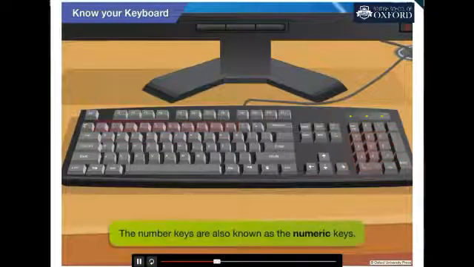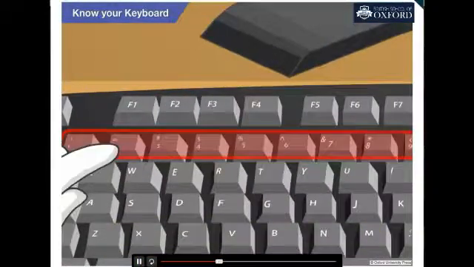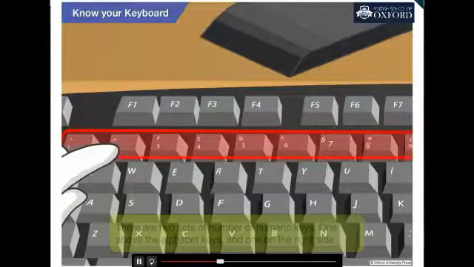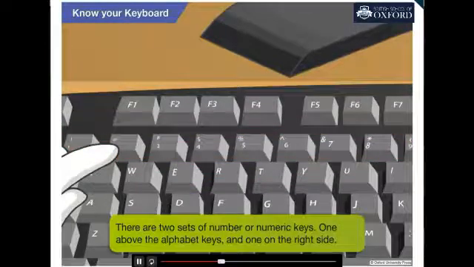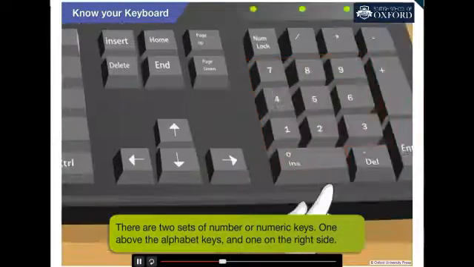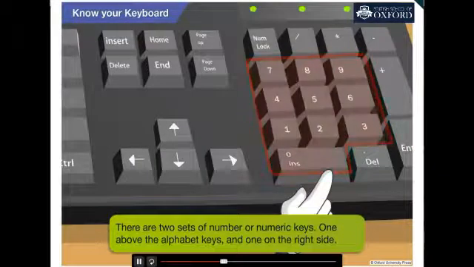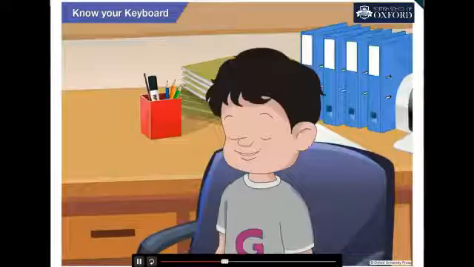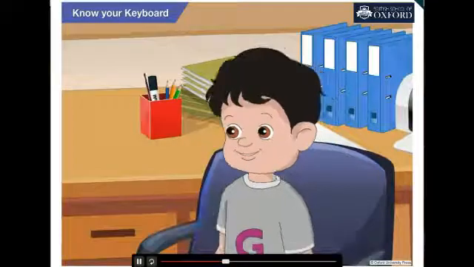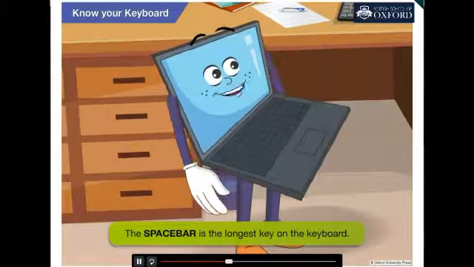The number keys are also known as numeric keys. One set is located just above the alphabet keys. There's another set on the right side of the alphabet keys. Okay, what's that long key at the bottom? It has nothing written on it. The long key you see at the bottom of the keyboard is the space bar.